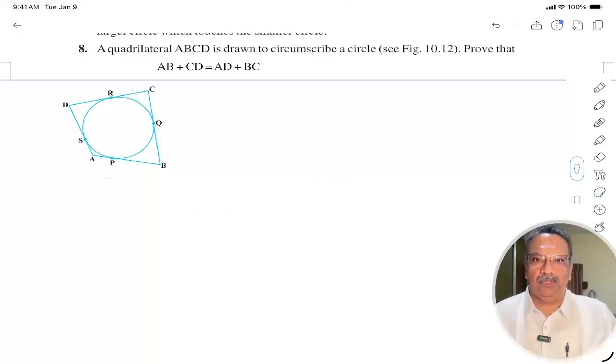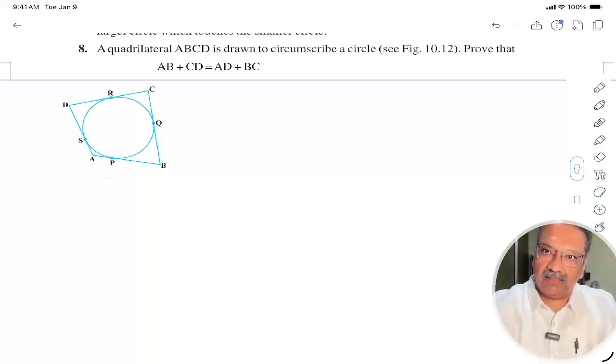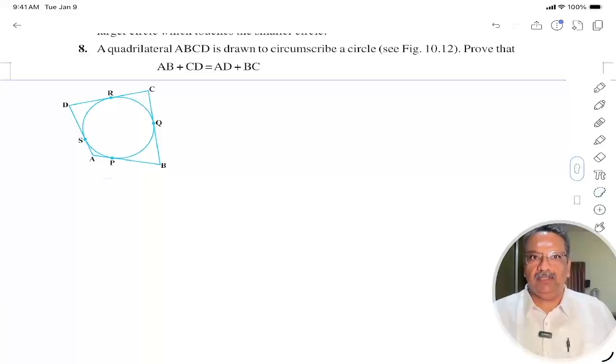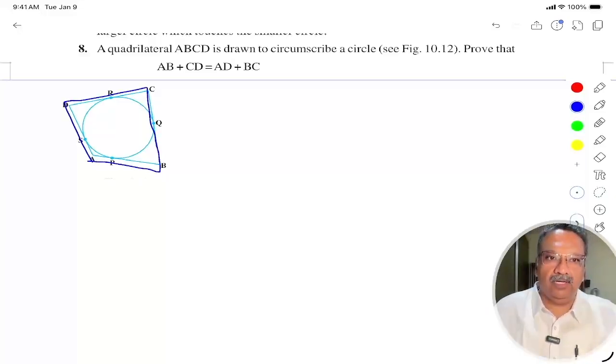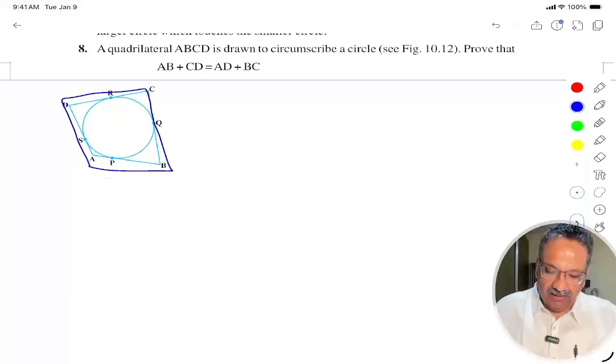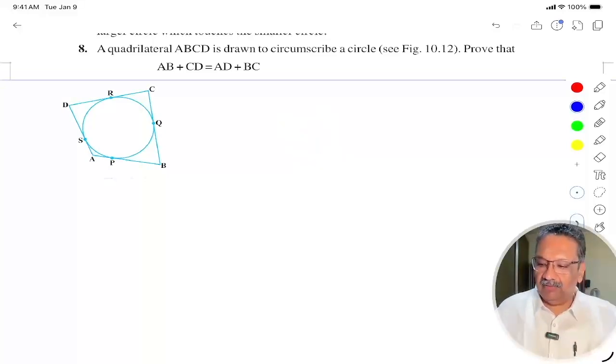Now let's come to the next question, question number 8. What does it say? A quadrilateral ABCD is drawn to circumscribe a circle. Circumscribe means it is enclosed, so as per the given figure, ABCD is a quadrilateral and this is circumscribing the circle. That circle is enclosed within the quadrilateral. That is the meaning of the word circumscribing.